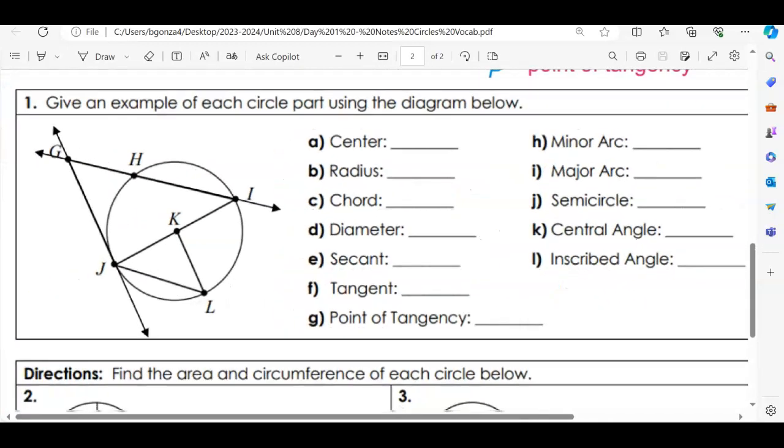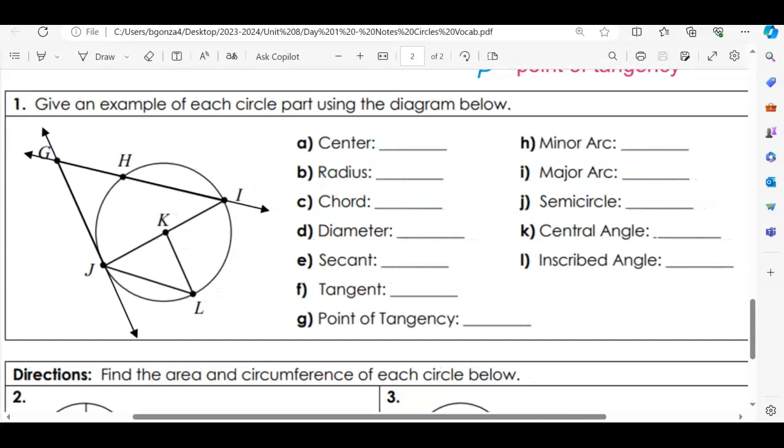So let's look at this. Number 1. What is the center of the circle you see in this picture? So the center point has a label on it, and it's K, right?